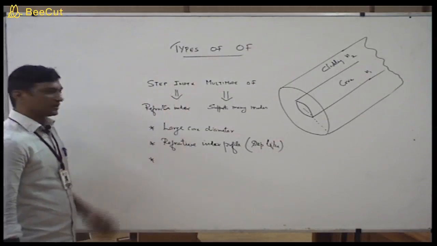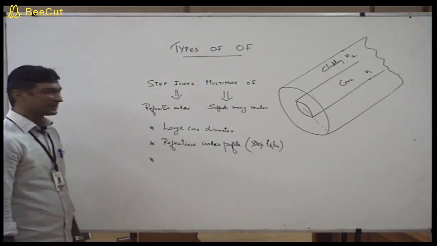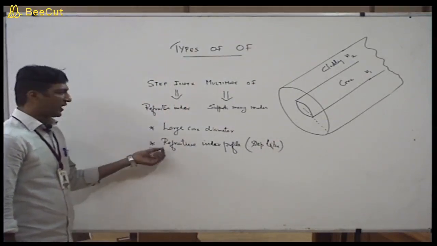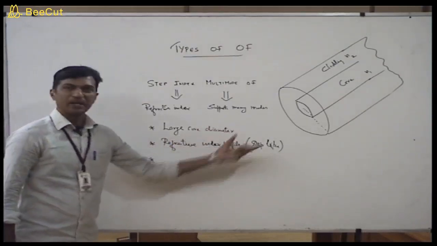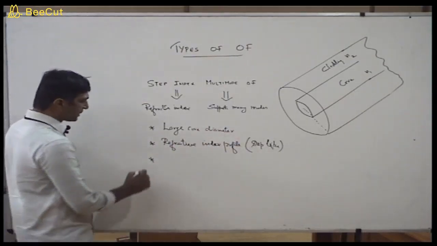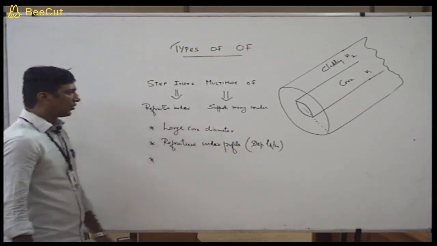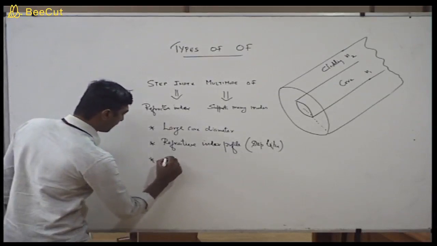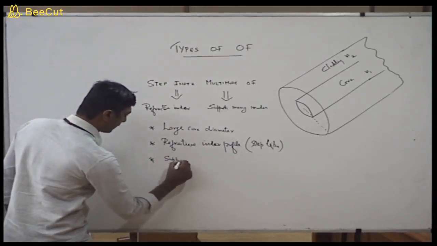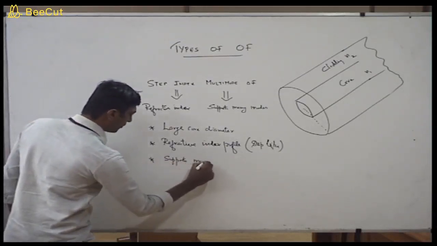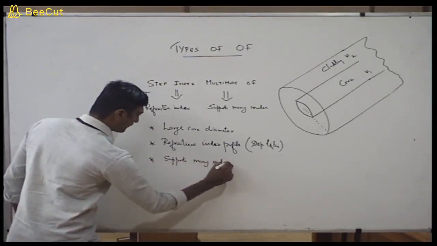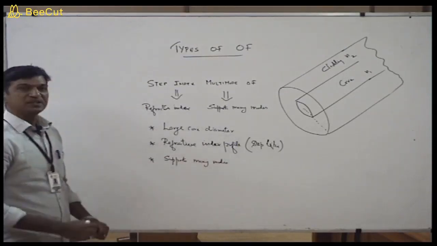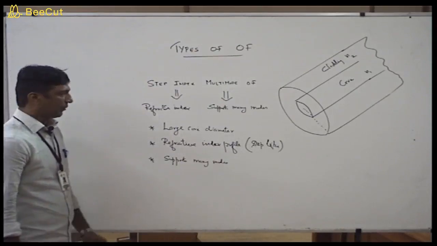So large core diameter, that is the first feature of the step index multimode optical fiber. The refractive index profile is a step-like profile. And the third feature of this fiber is it can support many modes, or multiple modes. So these are the features of the step index multimode optical fiber.